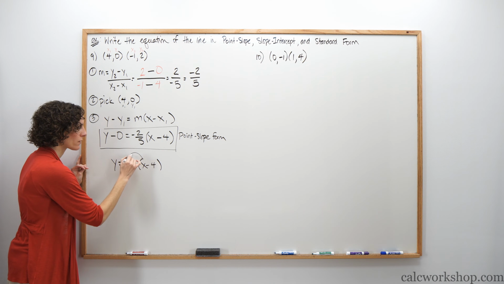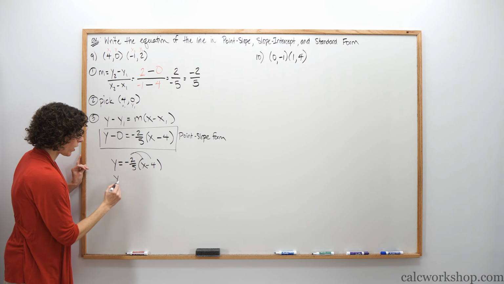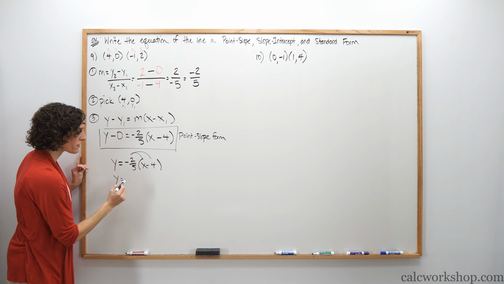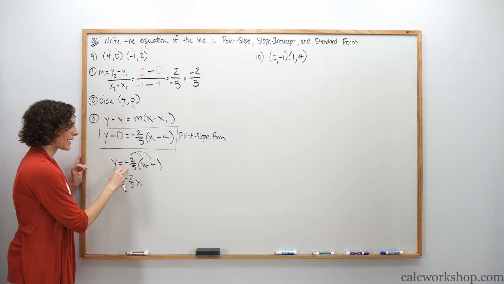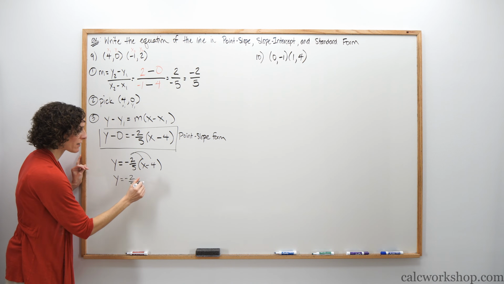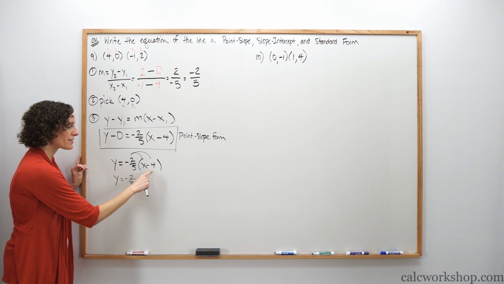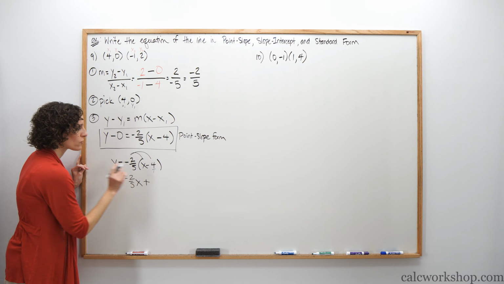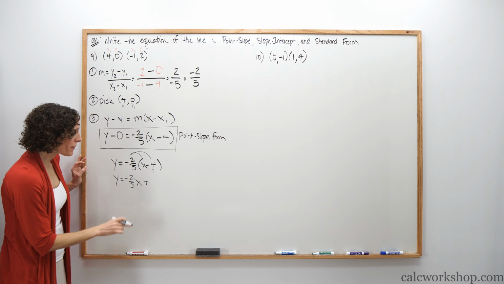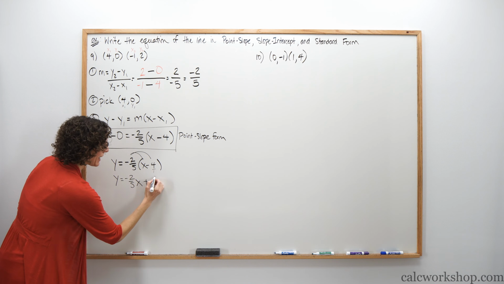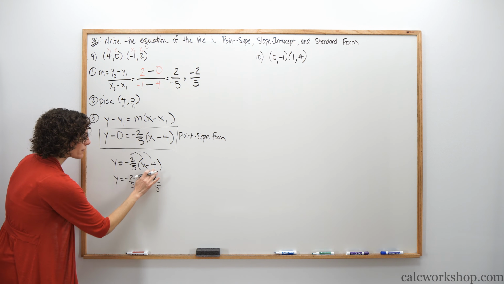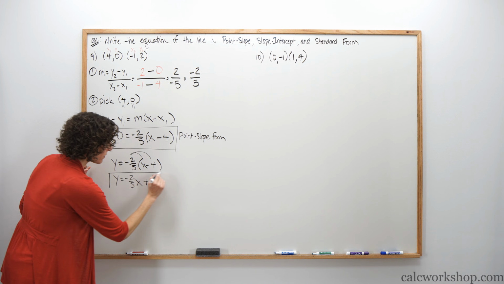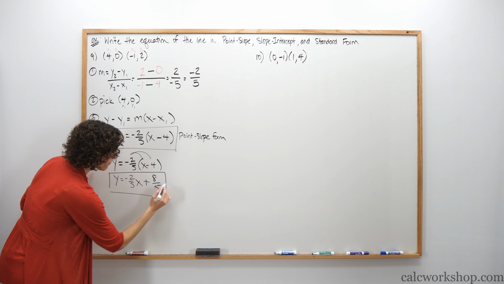So let's distribute. And we have y equals negative 2/5 times x is negative 2/5 x. Negative 2/5 times negative 4. Two negatives make a positive, which we know. And the same thing as 4 over 1. So we multiply our numerators, multiply our denominators. So 2 times 4 is 8. And 5 times 1 is 5. This would be slope-intercept form.